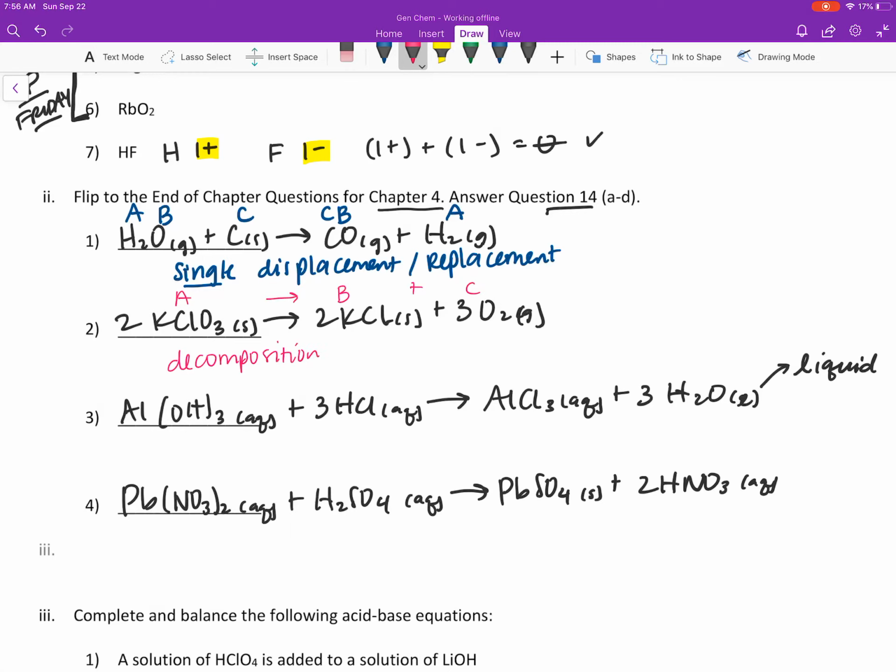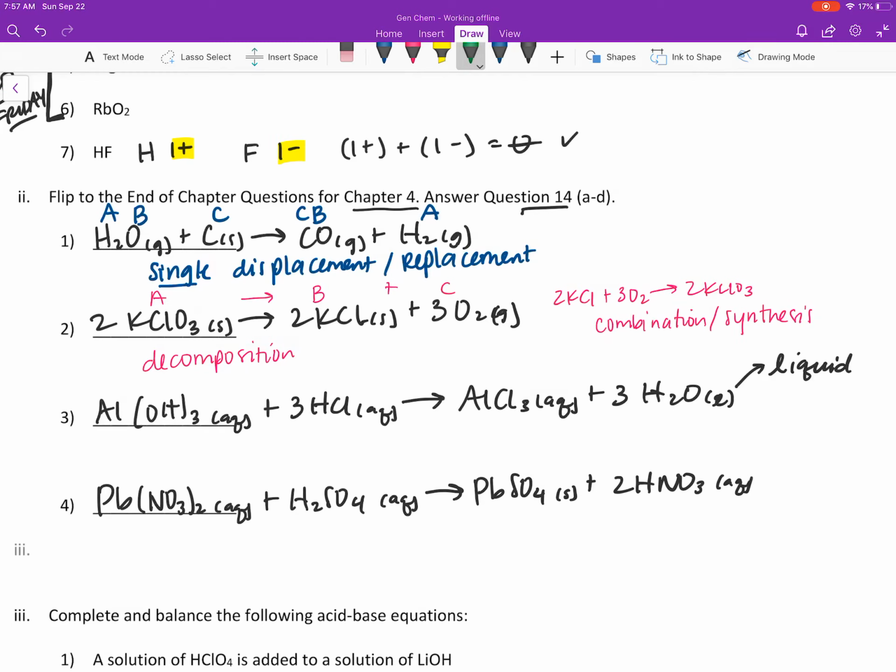Okay, now remember, so what if I took the reaction, and I'm leaving off the phase states just for time, and I reversed it, and I made my products my reactants and my reactants my products, so flip-flopped it. This would be combination or synthesis. Okay, so decomposition and combination or synthesis, they are reverses of each other. One's happening in the forward, the other one's happening in the reverse.